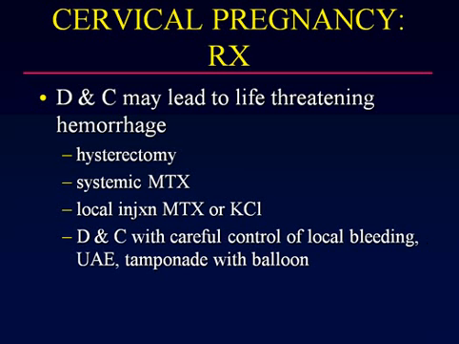So in the past, these patients had to be treated with hysterectomy. Current options include systemic methotrexate, local injection of methotrexate or potassium chloride, or occasionally D&C with careful control of local bleeding, uterine artery embolization, or tamponade with balloon catheters.